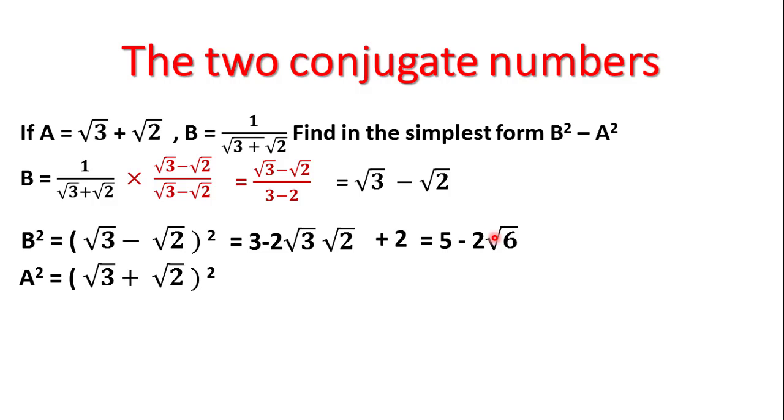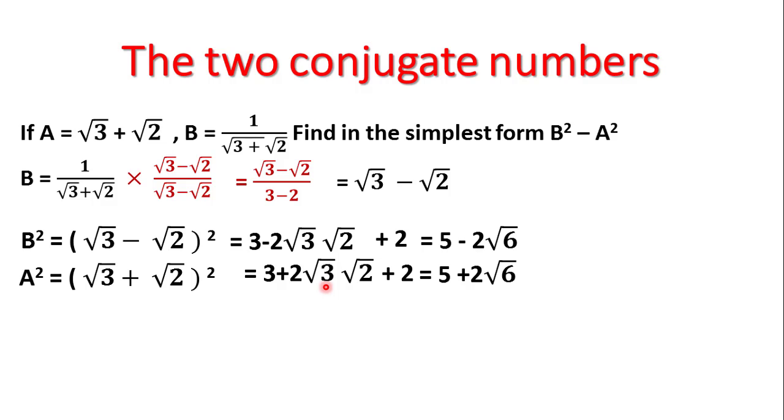Let's move to a power 2. A equals root 3 plus root 2. So a power 2 equals root 3 plus root 2 all power 2. Using the rule, it will be 3 plus 2 root 3 root 2 plus 2. Simplify, we have 3 plus 2, 5 plus 2 root 6. So here we have 5 plus 2 root 6.